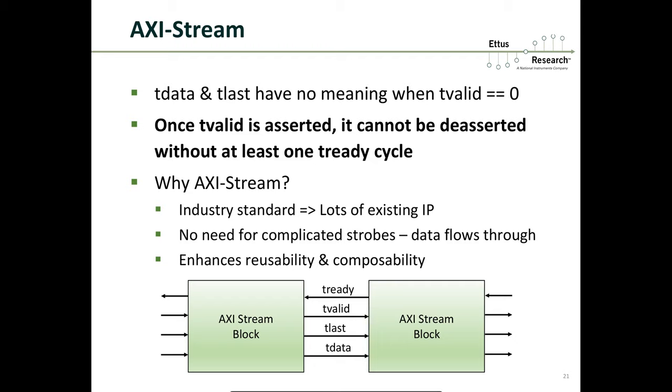And of course, why AxiStream? Well, there's a lot of reasons. It's an industry standard. Vendors out there have lots of IP that use AxiStream. There's no need for complicated strobes. The nice part is you can take blocks that are based on AxiStream, hook them up together and send data through without worrying about strobing data between them and strobing patterns. That doesn't mean that necessarily those two blocks' data on T-data is exactly compatible, but it will be able to flow data between the two of them. And so that really enhances reusability and composability of designs.